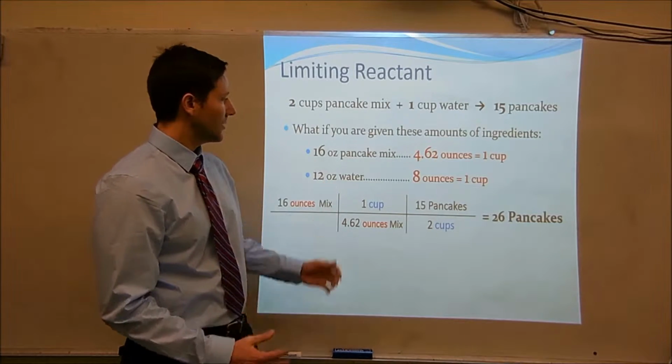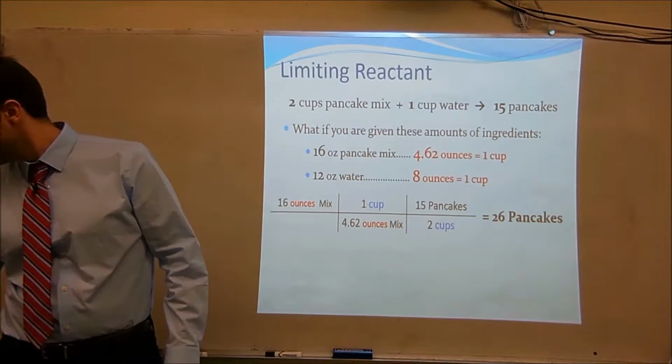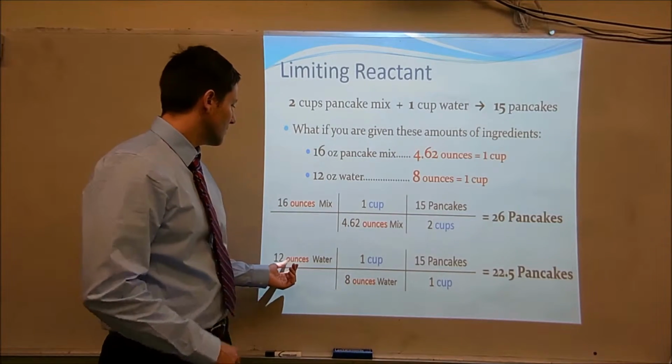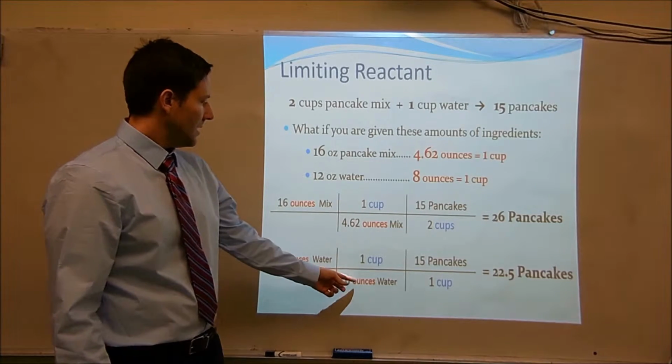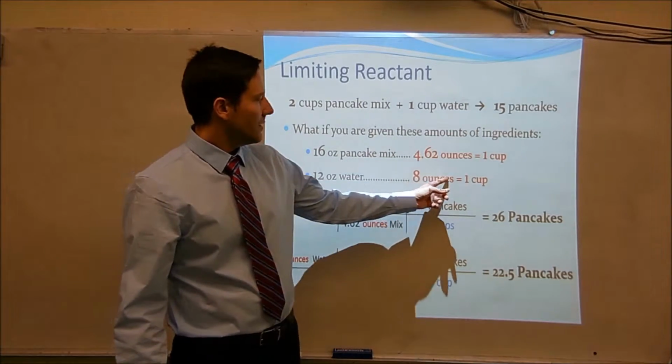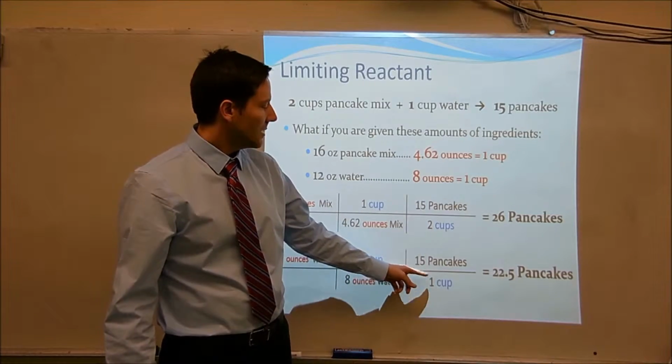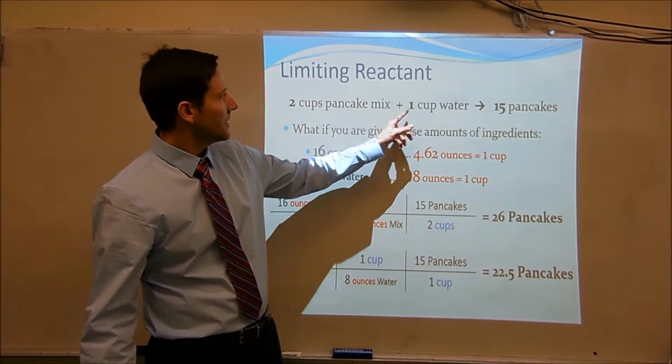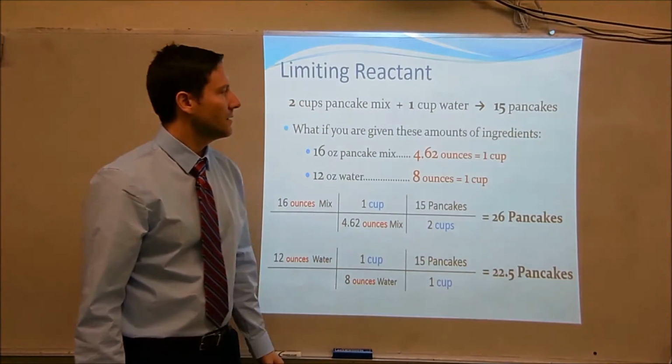So now you do the same thing for water. You have 12 ounces of water. 8 ounces of water is 1 cup of water. 1 cup of water will make you 15 pancakes. That's from the recipe.